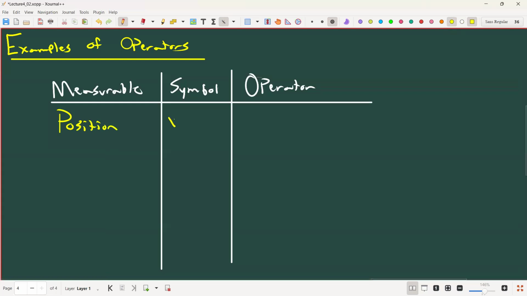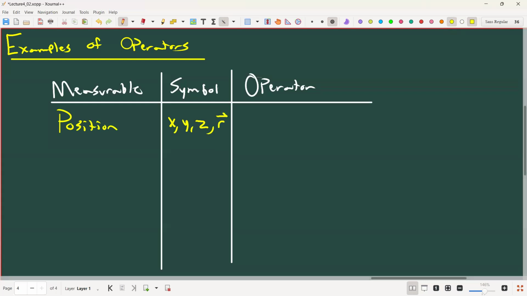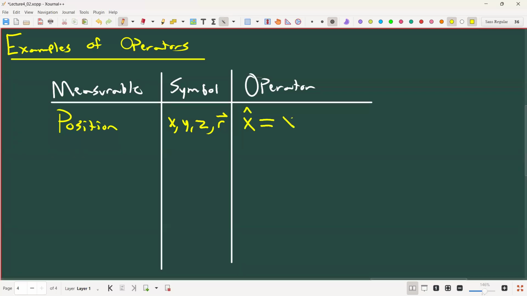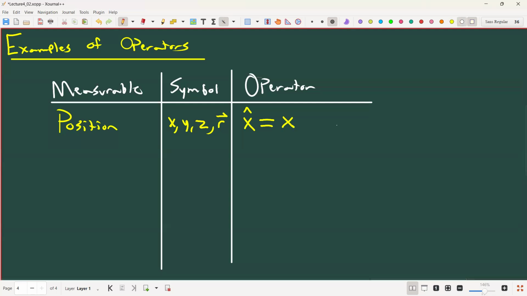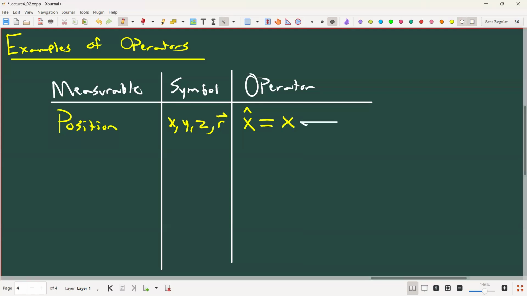I'm going to label, usually I'll label things as X, Y, and Z. Sometimes I'll label them as R if I want to keep things generic. And maybe I want to think about the X position, Y position, and Z position. The operator is just the label. It's just the function X. So if I want to measure the position of X, I know this seems very weird, but we'll prove that this works. What this means is, let me just do an example here.